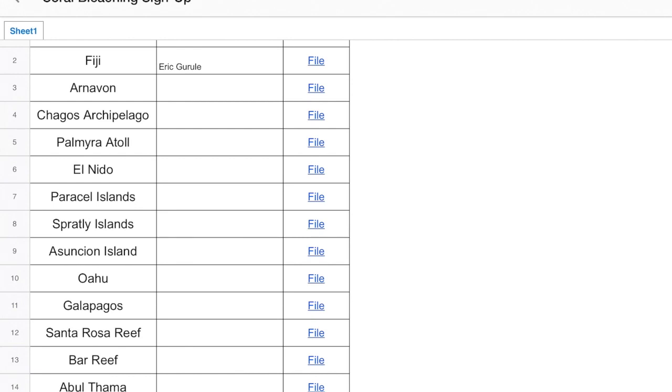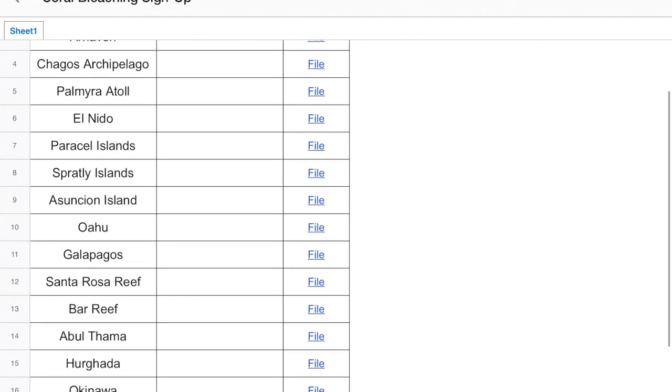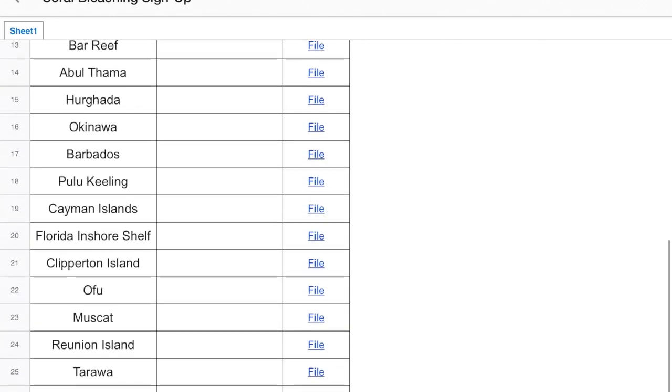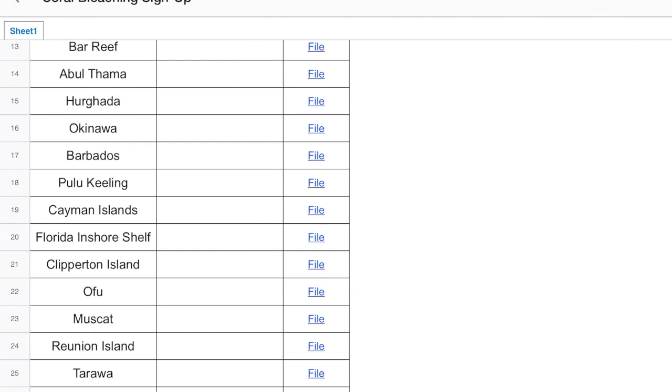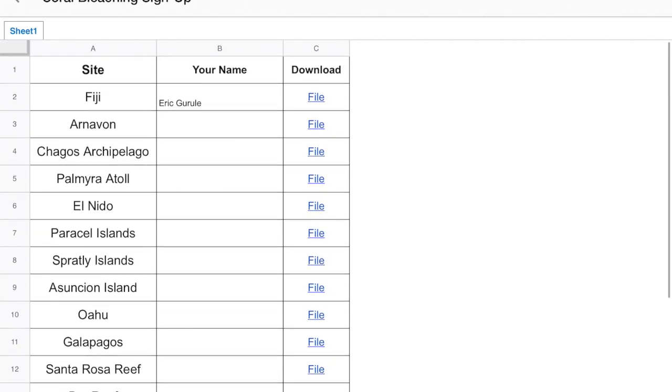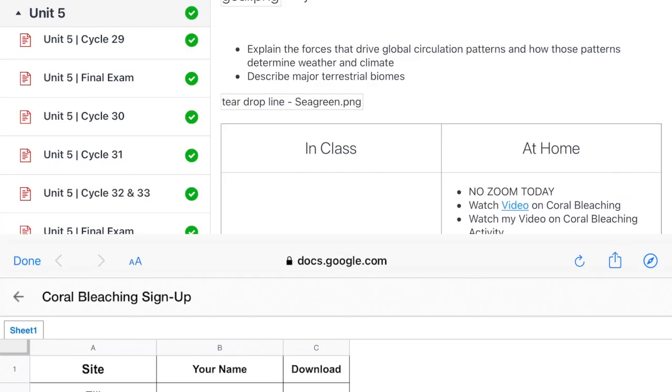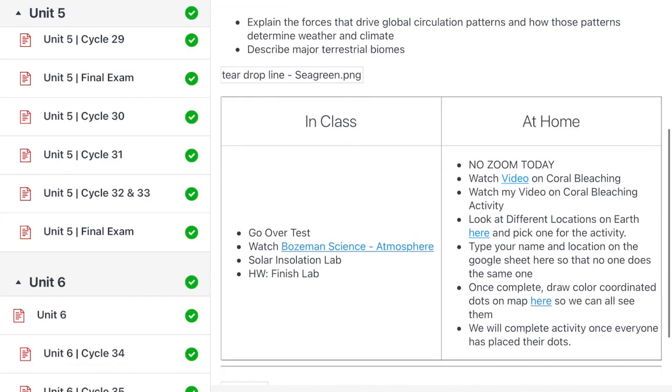For some reason, if this is not working and something goes wrong, and you want to pick one, just email me and I can add it to the Google Sheets. That way no one picks the same one. Or just go down here at the bottom and pick one of these bottom ones. They'll probably not likely be picked. You'll download that file there, and then so that's that. And so now we're back in Canvas, and so you're going to type your name in that location, that Google Sheet that I just showed you, so no one does the same one.